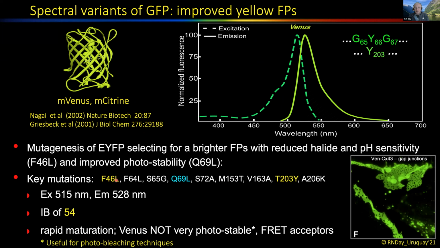A number of mutations were introduced, but the key mutation they found was a mutation in the beta barrel that actually contacts the chromophore. This yielded a very bright yellowish green fluorescent protein with an intrinsic brightness of 54. It matures rapidly. Importantly, Venus is not terribly photostable, but this is an important characteristic. You can use it for things like acceptor photobleaching FRET. So if you need to use a protein that you're going to bleach, this is a good one to use, and they're excellent FRET acceptors.